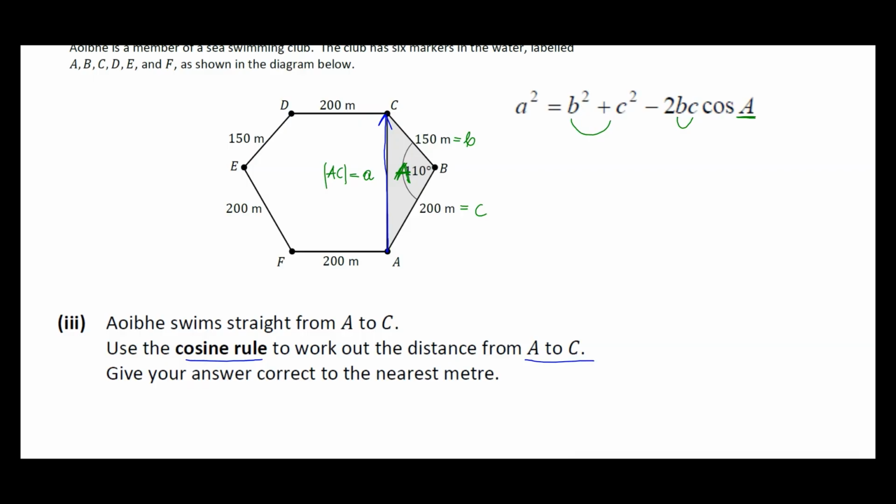One thing to note: we need a, not a to the power of 2. So how do we eliminate the power of 2? We take the square root of the other side. So we can do that still with the formula before we fill in our numbers. When we fill in our numbers, it makes no difference.